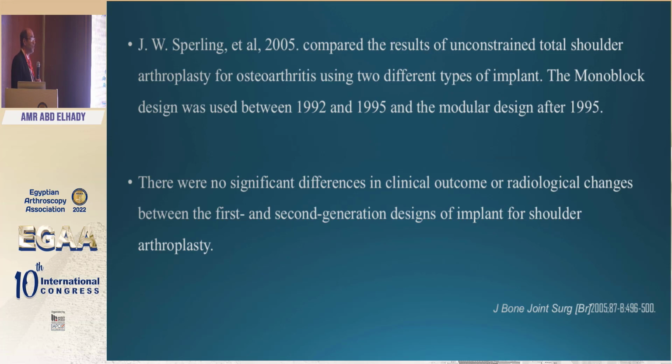In 2005, Sperling compared the results of unconstrained total shoulder arthroplasty for osteoarthritis. He had two different groups, both demographically the same, done by the same group of expert surgeons. The first group with a monoblock was done between 1992 and 1995, and the modular design was done after 1995. He concluded that there is no significant difference in the clinical outcome or radiological changes between the first and second generation design of implant.